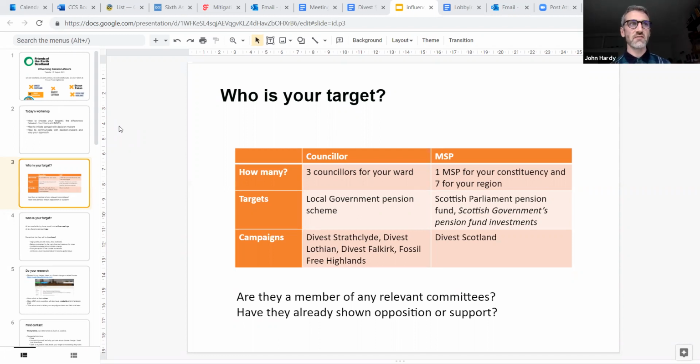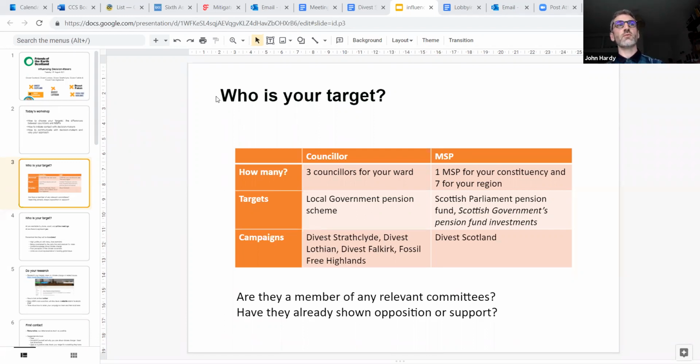It would be a different pension fund for MPs. So as you can see on the screen at the moment, in terms of councillors, there can be anywhere between 3 and 5 councillors in your local ward. So that can be quite a lot of people to contact.